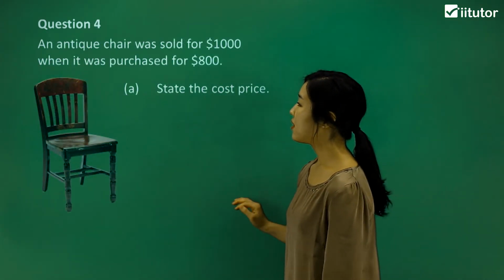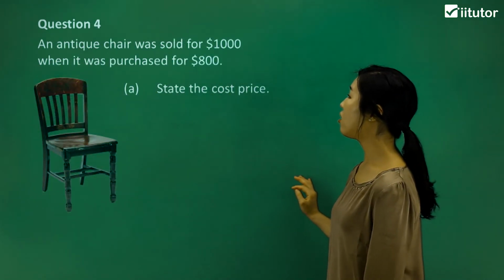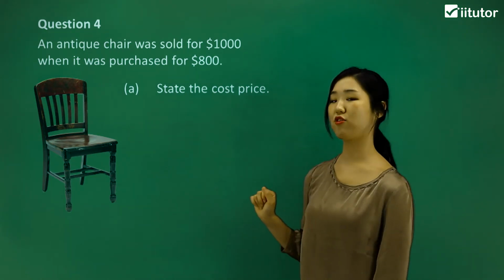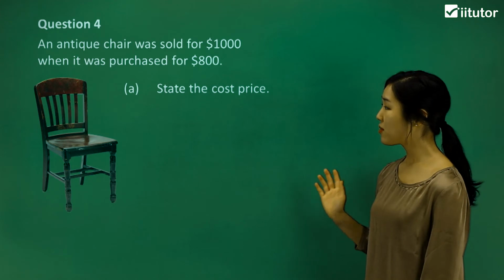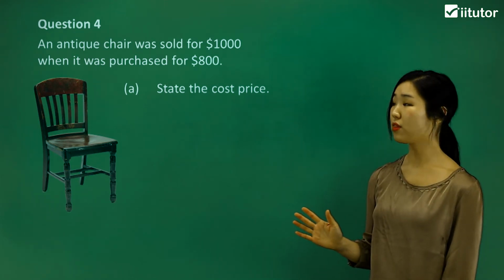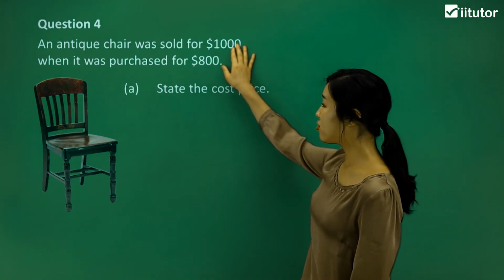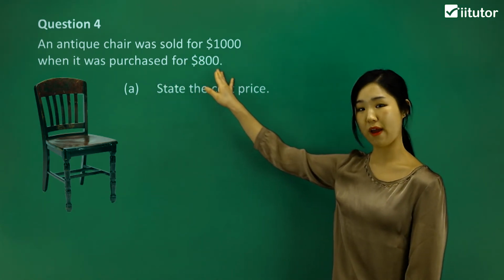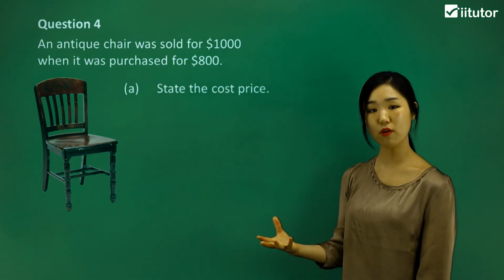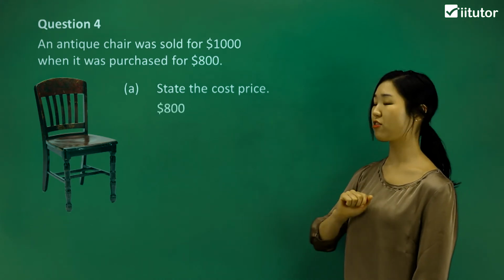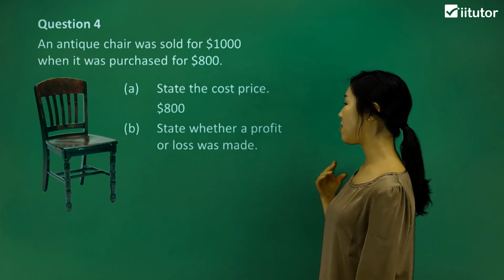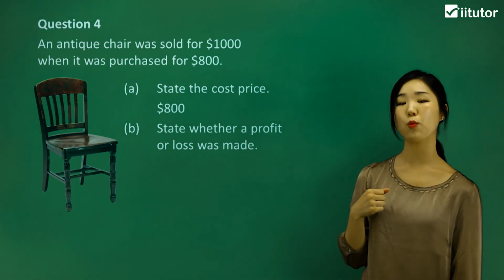Question 4. An antique chair was sold for $1,000 when it was purchased for $800. Now you can see, it was stating the cost price to start off with. It was sold for this much, but it was initially purchased for $800. The purchase price, the price that we bought it for, is the cost price, so the $800 is the cost price.